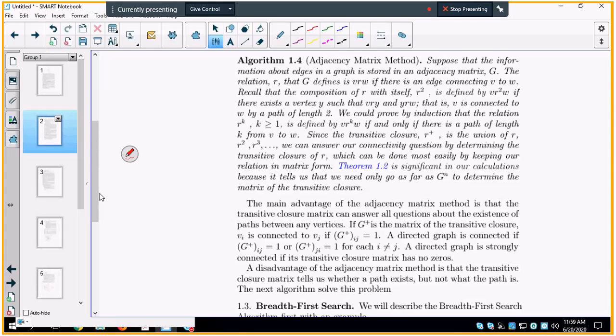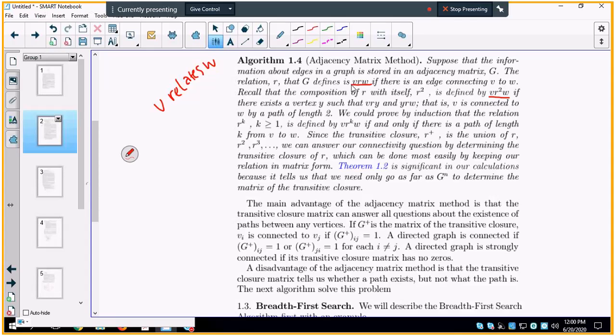The relation R that G defines is V relates W. Remember when we see that R is a relation and we have V R W, we're saying V relates W if there is an edge connecting V to W. Now we can compose the relation R with itself, and that's going to be defined by R squared, and we'll write V R squared W.